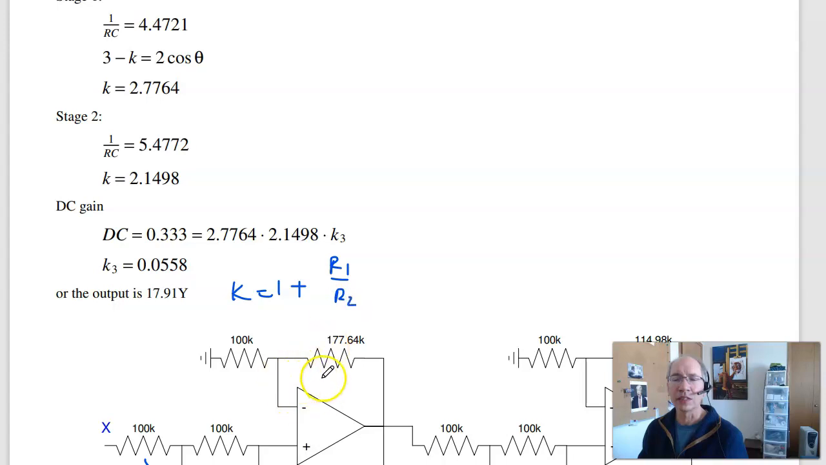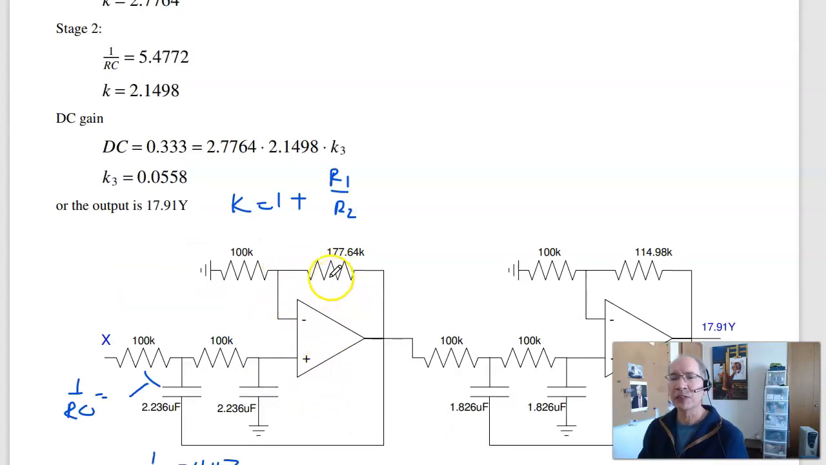And this is a non-inverting amplifier. The gain of a non-inverting amplifier is 1 plus the resistor ratio. I want the gain to be 2.77, so pick this to be 1.77 to 1. That's stage 1. The second stage, I want 1 over RC to be 5.44. Given R, solve for C.